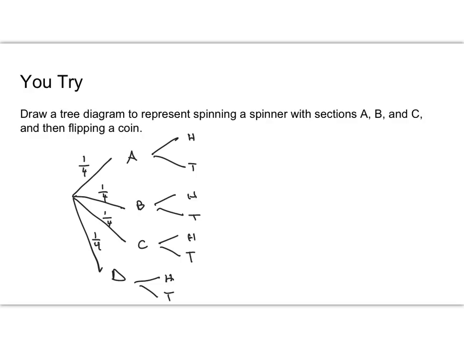And you'll notice that I have 1, 2, 3, 4, 5, 6, 7, 8 different possible outcomes, and they all are equally likely. But if I want to list the sample space, I could do an A and a head, an A and a tail, and the same for all the others.